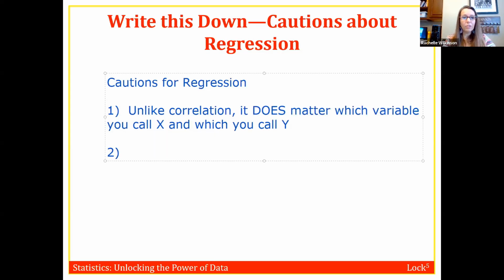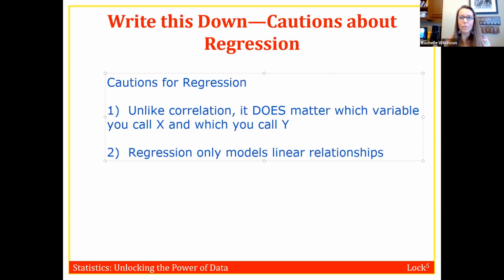Okay, the second one is like correlation. Regression only models linear relationships. So if you have a rainbow, a smiley face, you know, a banana, your model's not going to be very good because regression only looks at linear relationships. So any kind of curved relationship is not going to work with our regression model.